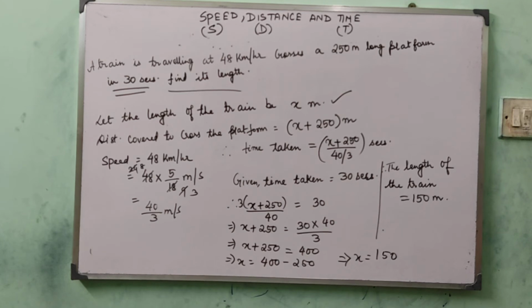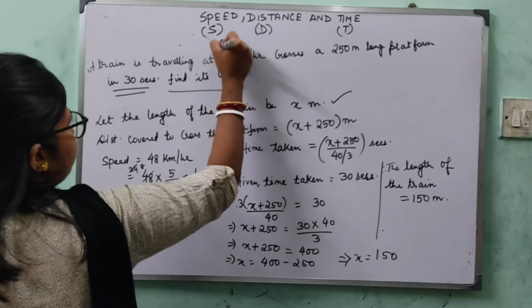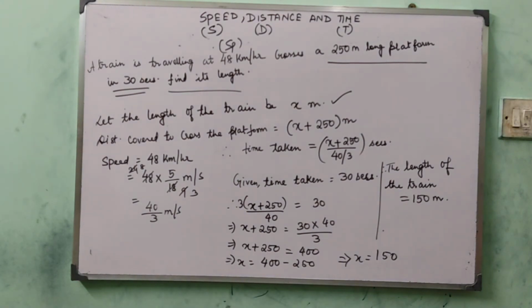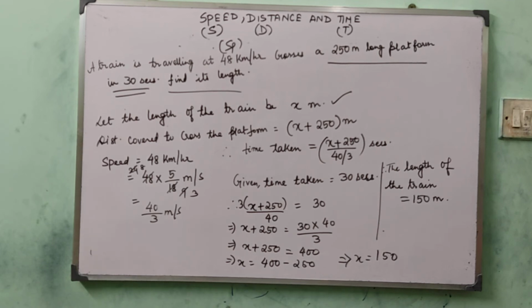So you can see very well that in this sum, I am repeating again, we were given the speed, we were given the length of the platform, and we were given the time taken, and we were asked to find the length of the train. So here we have assumed the length to be x meters. Now we know that while crossing a platform, the distance covered by the train is the sum of the lengths of the train as well as the platform that it is crossing. So it is x plus 250, because the length of the platform was 250.